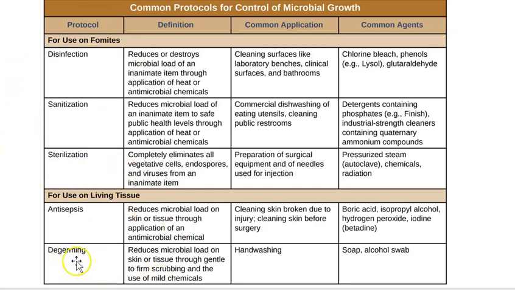And the last one is this idea of degerming. And here again, you are reducing microbial load, but this could be something like scrubbing your hands together in water. That is actually degerming because you're reducing the load of the microbes just by going through that process.